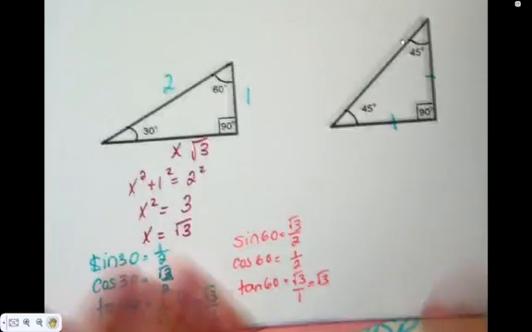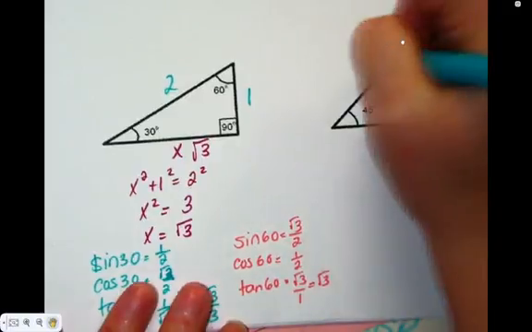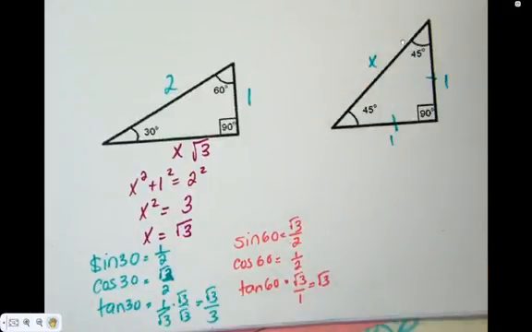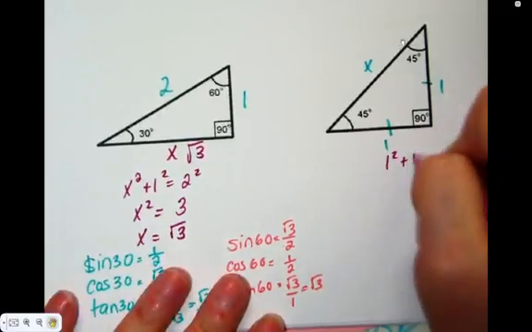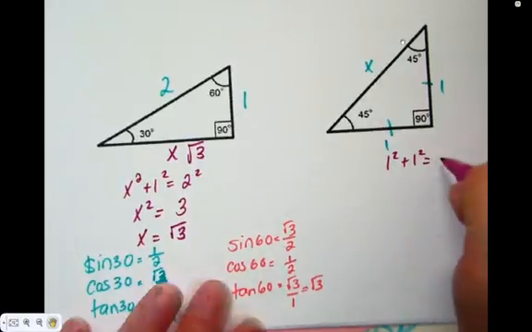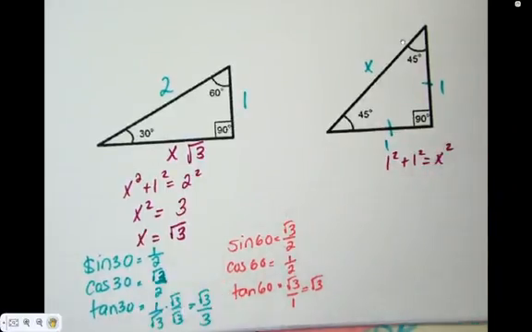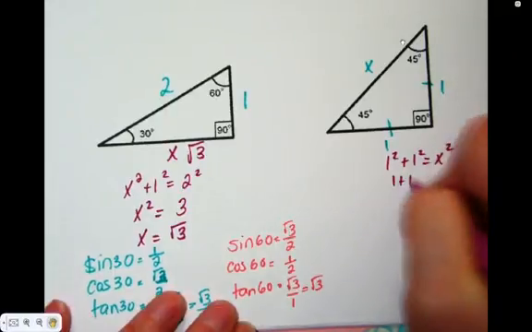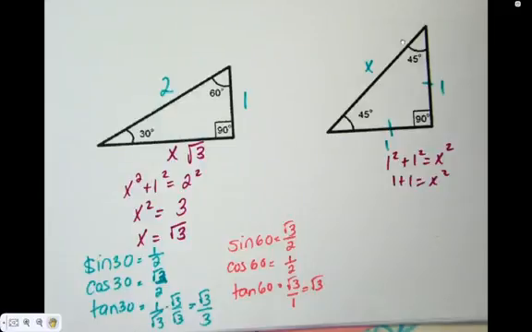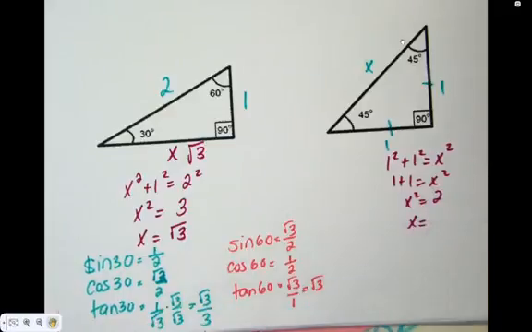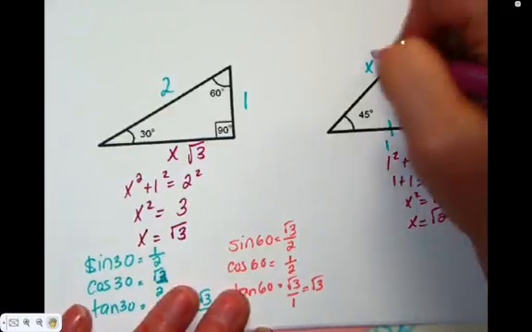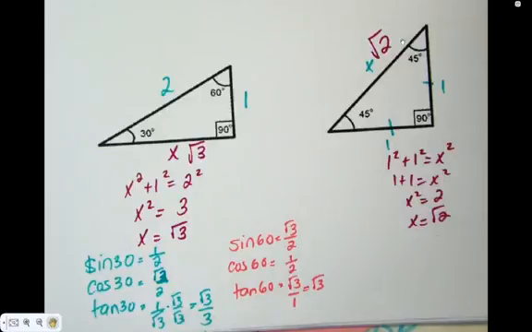The details of an isosceles triangle: if these are both 1, we need to figure out what the hypotenuse is. How do I figure out the hypotenuse? So 1 squared plus 1 squared equals x squared. So 1 plus 1 equals x squared. X squared equals 2. X is the square root of 2. So the three sides of a 45-45-90 triangle are always 1, 1, and root 2.